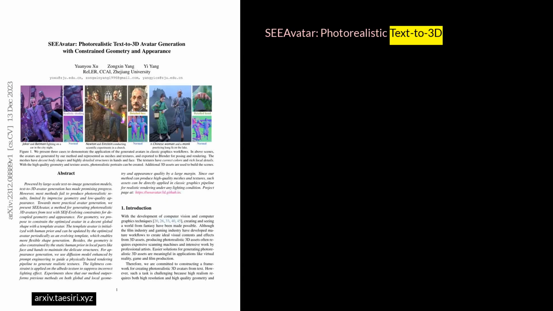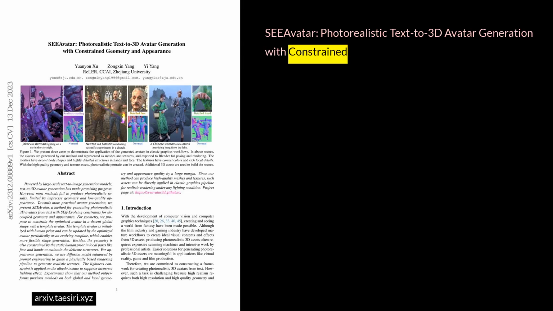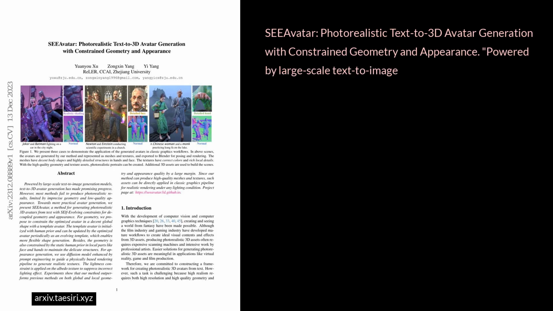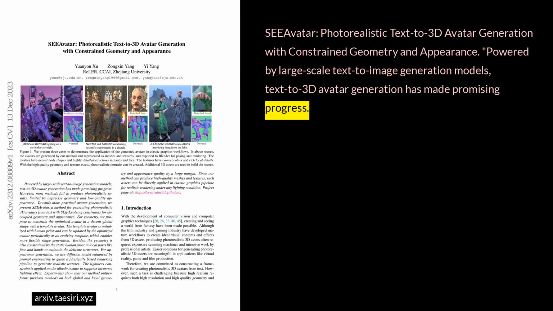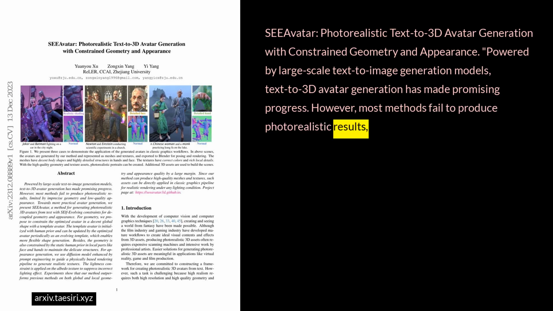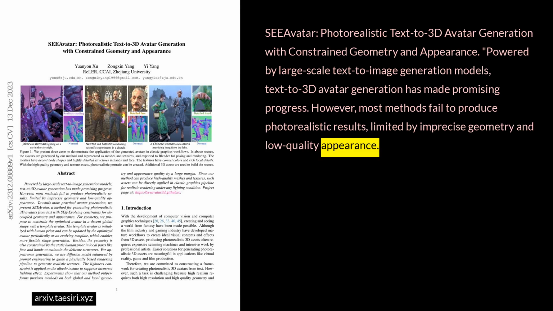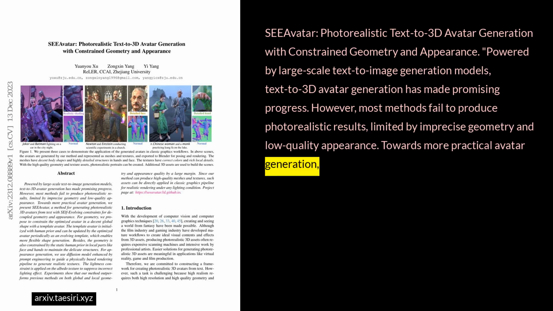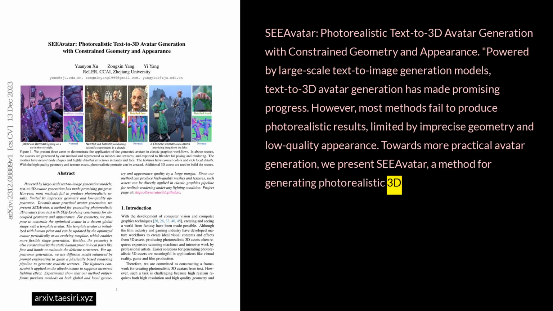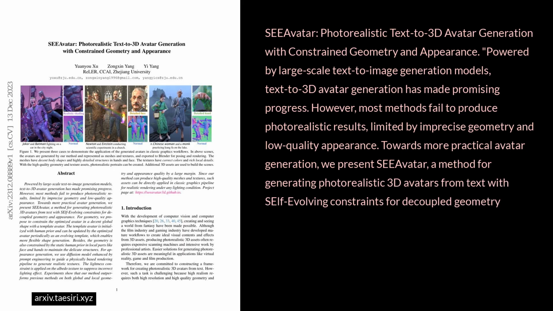SEEAvatar, photorealistic text-to-3D avatar generation with constrained geometry and appearance. Powered by large-scale text-to-image generation models, text-to-3D avatar generation has made promising progress. However, most methods fail to produce photorealistic results, limited by imprecise geometry and low-quality appearance. Towards more practical avatar generation, we present SEEAvatar, a method for generating photorealistic 3D avatars from text, with self-evolving constraints for decoupled geometry and appearance.